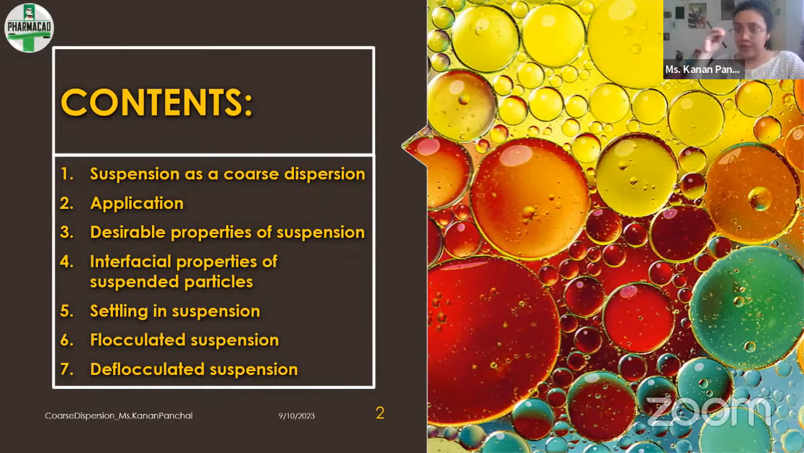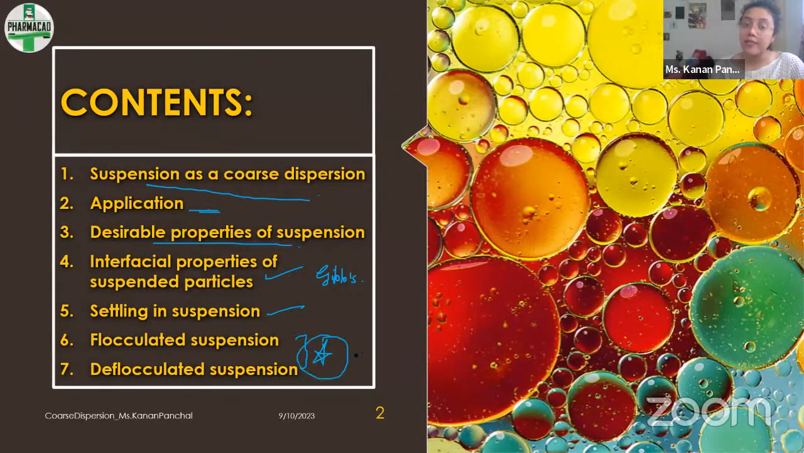Fine. So in this first section, we are going to discuss about suspensions as coarse dispersion. Uska application kya hai? What should be the desirable properties of your suspension? Then the physical aspects, that is uska interfacial properties kya hota hai, what are the associated Gibbs energy to it, settling of the suspension kya hota hai, uska formula, and the important part of flocculation and deflocculation. There are another important aspects of Ostwald ripening that we'll study later ahead. Fine.